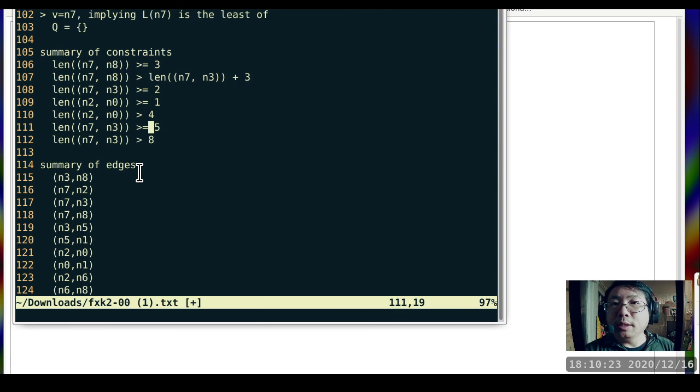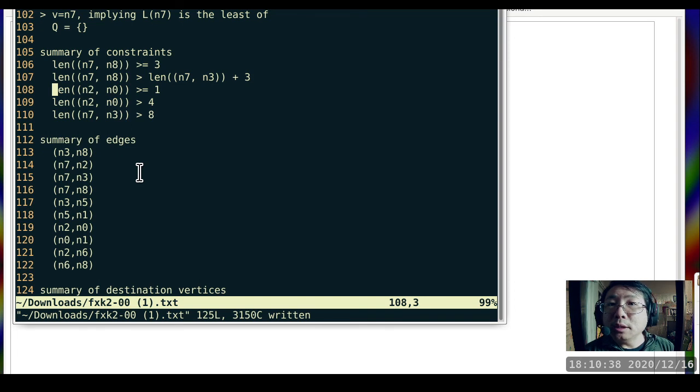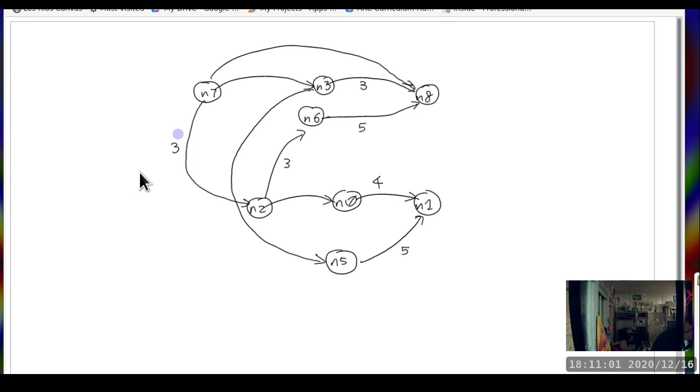Okay, so anything that's greater than 8 is automatically greater than or equal to 5. Don't need to mention that. Anything greater than 8 is also greater than or equal to 2. So we can get rid of that. And that's it. Okay. So the next one we can determine is n7, n3. We know it has to be greater than 8, which means it can be 9. So let's replace n7, n3 with a 9.